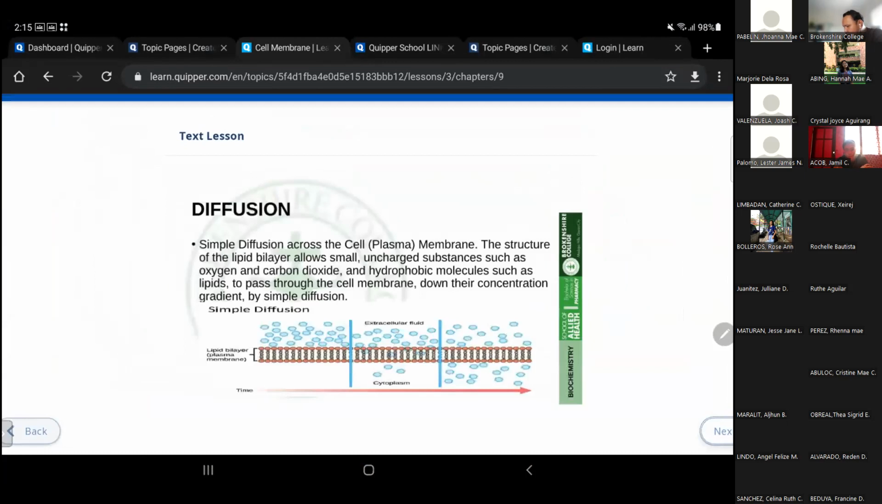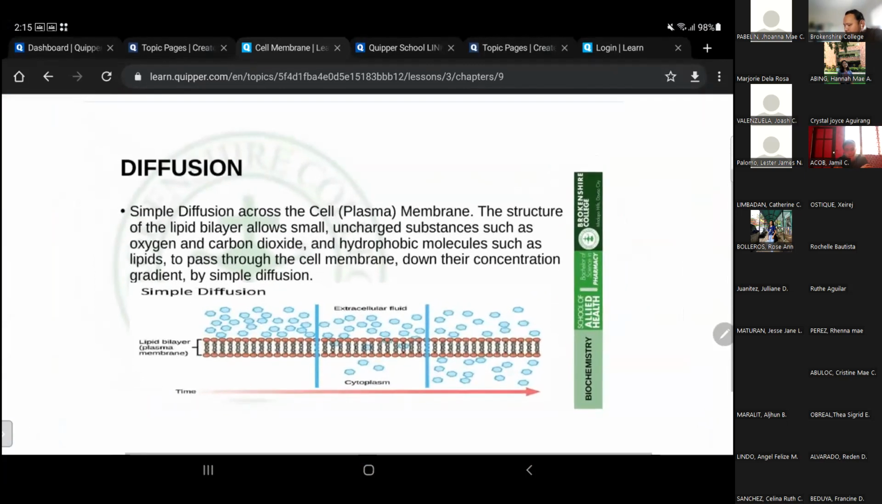Osmosis. Or before that, another discussion: simple diffusion across the cell plasma membrane. The structure of the lipid bilayer allows small and uncharged substances such as oxygen to pass. What are those molecules that are capable of diffusion? Again, the answers are oxygen molecules, carbon dioxide molecules, and hydrophobic molecules such as lipids, which pass through the cell membrane down their concentration gradient by simple diffusion.